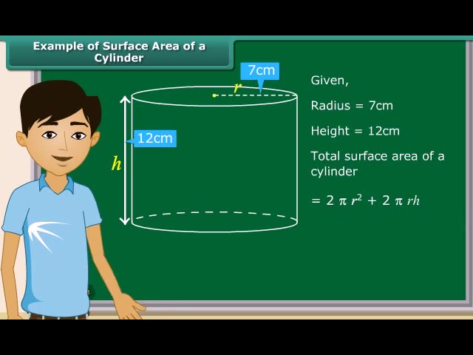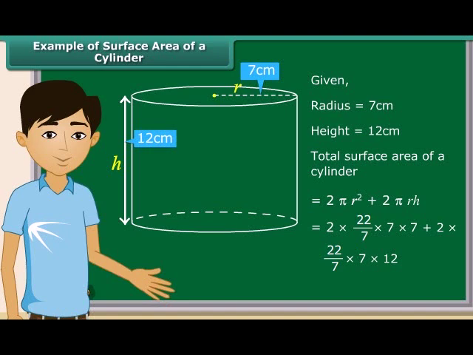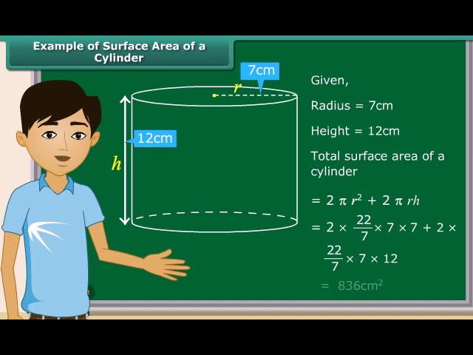Now substitute the values in this formula. So, 2 into 22 by 7 into 7 into 7 plus 2 into 22 by 7 into 7 into 12. This gives the surface area of this cylinder, which is equal to 836 centimeters square.